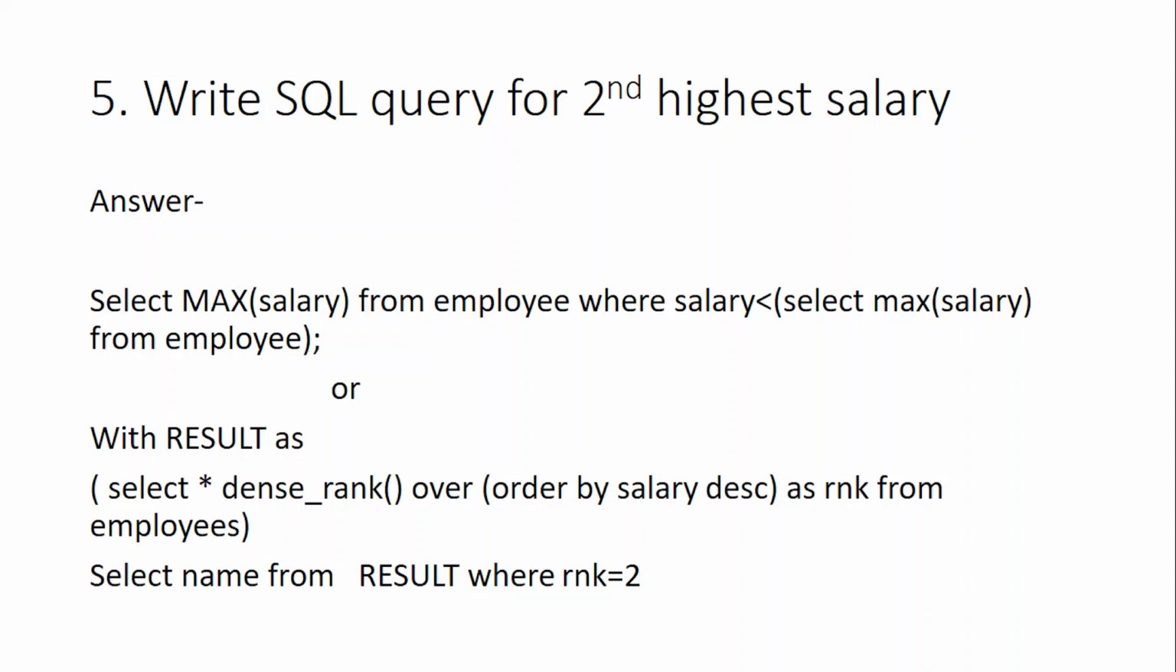The next important question that is always asked is to write a SQL query for the second highest salary. There are two methods to write a SQL query for that. The first one is using the max function: you first calculate the max salary from the table, put a less than symbol, and in the subquery you also put the max salary, so it will give you the second highest salary. The other one is to use a common table expression, and then you can use the dense rank function for it.